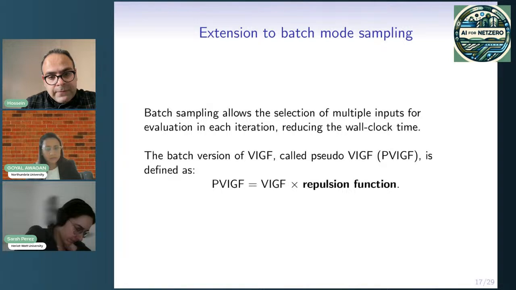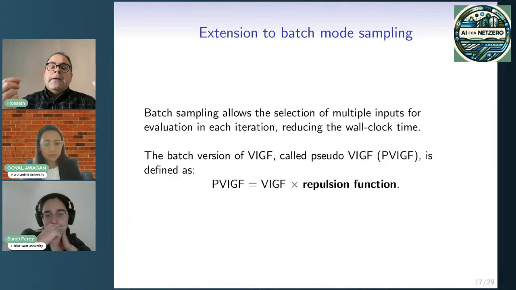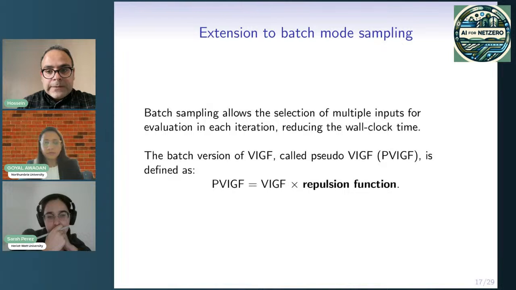The batch version of VIGF is quite simple. We call it pseudo VIGF or PVIGF, and it is obtained by multiplying VIGF by a repulsion function. And I will explain what a repulsion function is in the next slide. So again, using batch mode sampling allows us to sample more than 1 point at each iteration, and it is very useful if we have access to parallel computing.